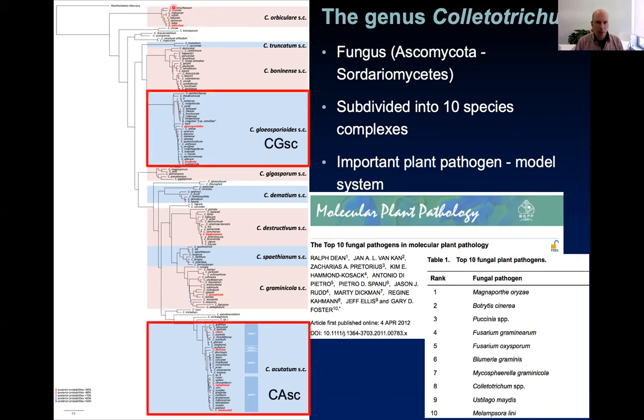What I'm going to focus on for the next few slides are two species complexes, the Gloeosporioides species complex and the Acutatum species complex. And the one thing I want to point out is that they're practically on different sides of the phylogeny here, so they're not very closely related, and that'll be important in a minute.